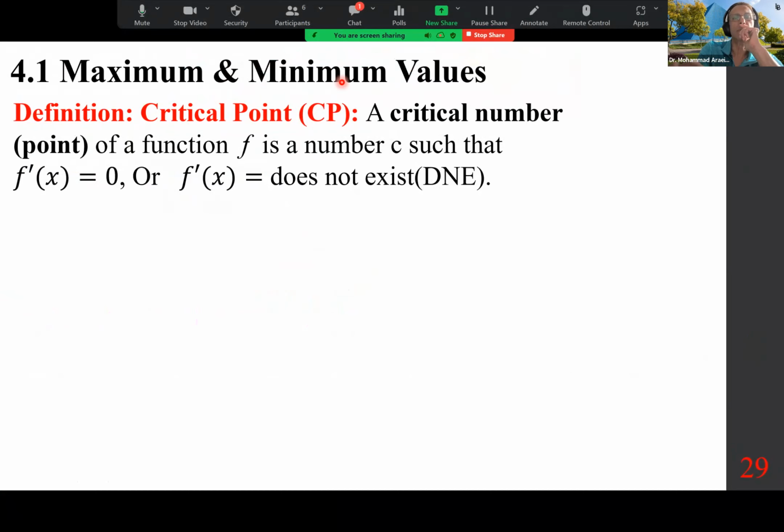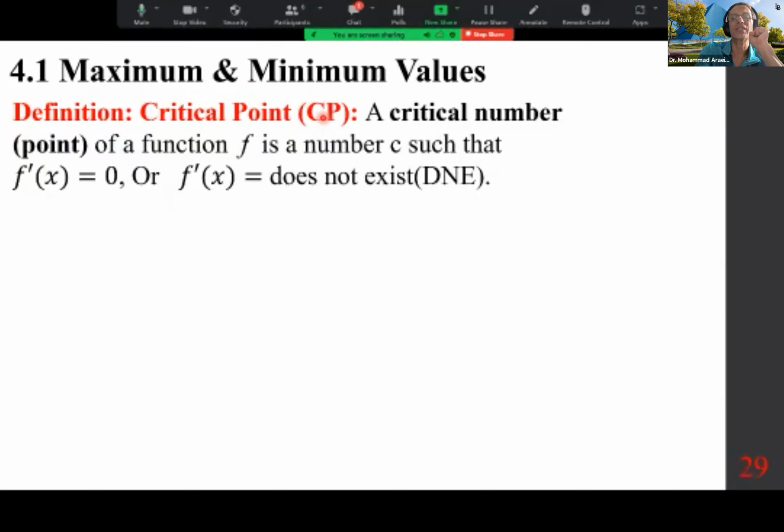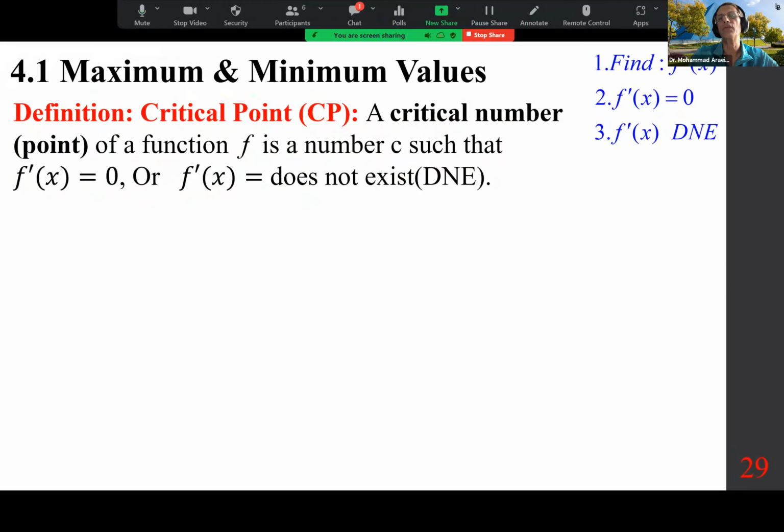So 4.1, maximum and minimum values. Definition: critical point, or CP. A critical number or point of a function f is a number c such that f prime is either 0 or f prime does not exist. Therefore, the process has a few steps. Number 1, find f prime of x. Number 2, set it equal to 0 and find the solution. Number 3, look for where f prime does not exist. For example, if it's a rational function, what makes the denominator 0 makes it undefined and it doesn't exist.